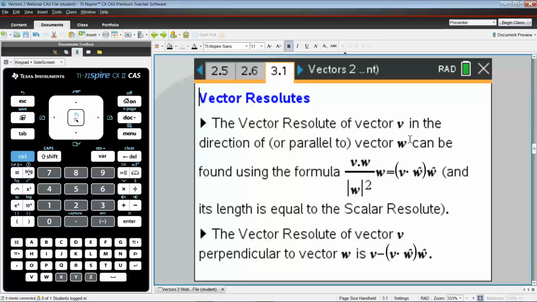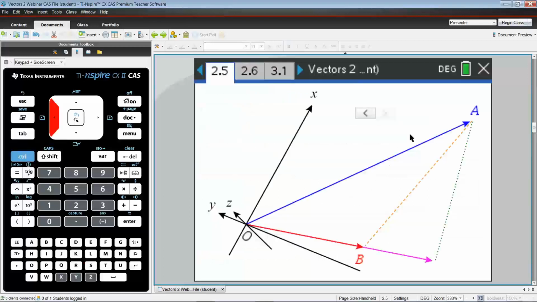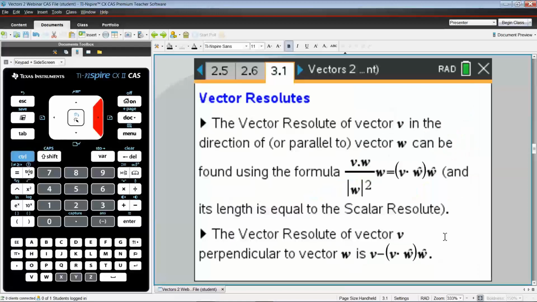So in terms of the previous example over here, this magenta vector starting at O and ending at this point over here is a vector, and that would be the vector resolute of OA in the direction of OB, whereas the length of that vector is the scalar resolute, which is why I made a note over here that the length of the vector resolute is equal to the scalar resolute. So the other vector resolute we do is the one that's perpendicular to the vector W, and that's simply defined by V minus the vector resolute in the parallel direction.